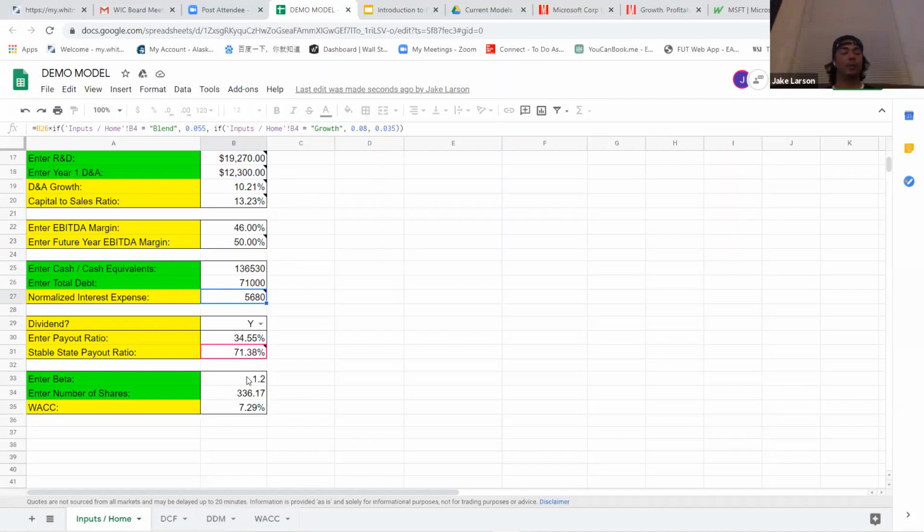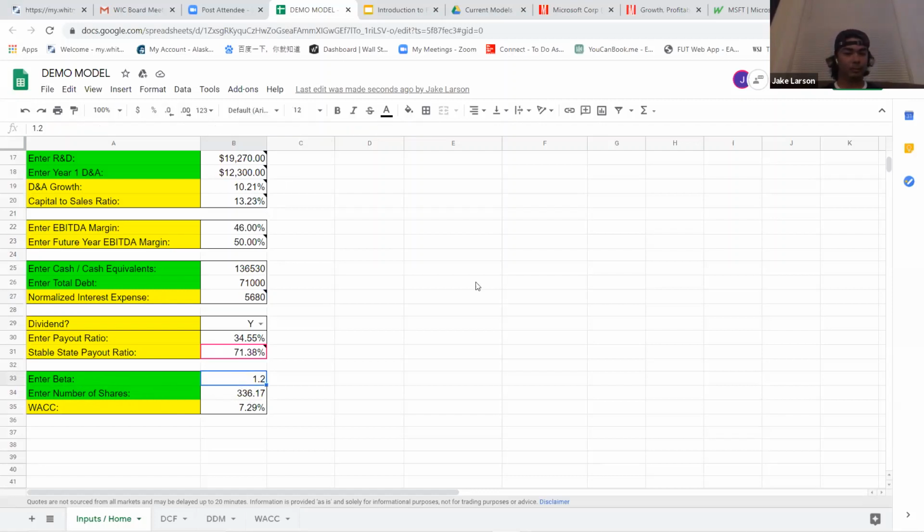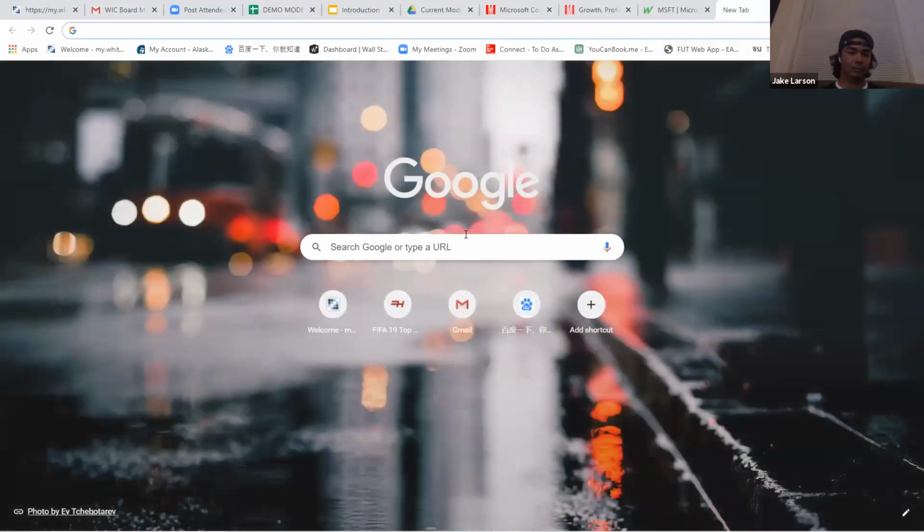But we're going to move now into some inputs for WACC. Going next to some inputs for WACC, we have beta and the number of shares here. I'm going to do the beta first. For the betas, I think you have two ways. First, you can find the beta on analysis websites.